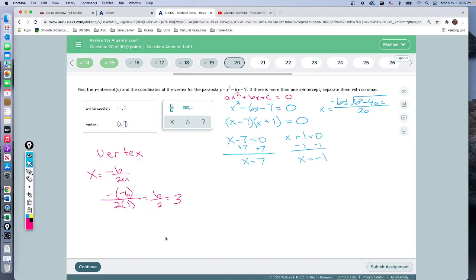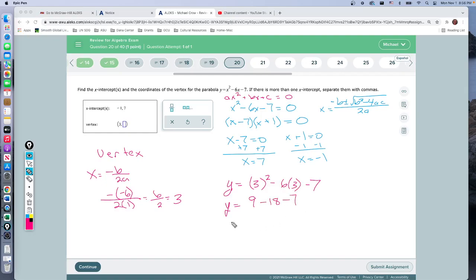Now we just need to find the y coordinate, and the way we do that is we plug x equals 3 into the original equation. So we get y equals 3 squared minus 6 times 3 minus 7. Notice these parentheses, these 3's, are just replacing the x in each of these. This will give us our y coordinate. So y equals 3 squared, which is 9, minus 6 times 3, which is 18.